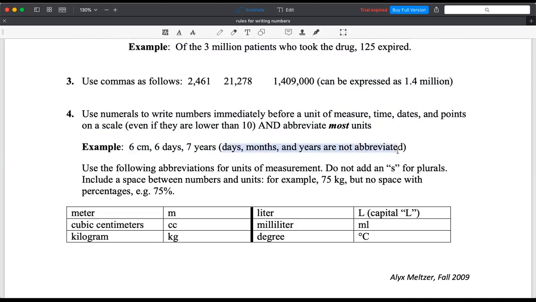Remember that days, months, and years are not abbreviated. I never use an acronym. Days are spelled D-A-Y-S. Months and years are the same. The abbreviations for some specific units of measurement are given here below. Meter is m for short, cubic centimeter is cc, kilogram is kg, liter is a capital L, milliliter is ml, and degree centigrade is °C.